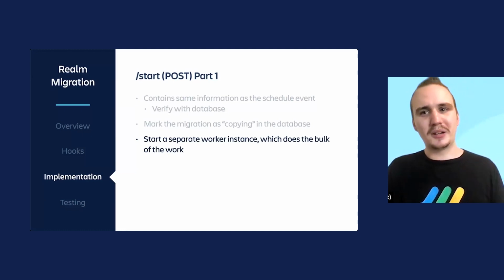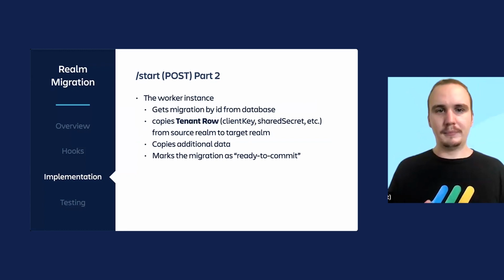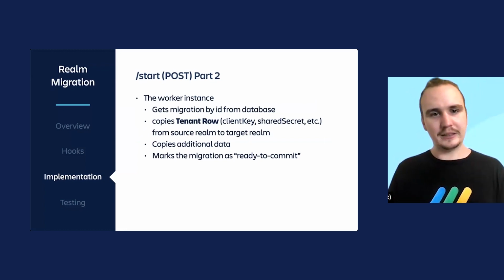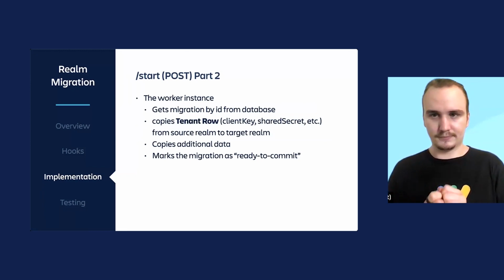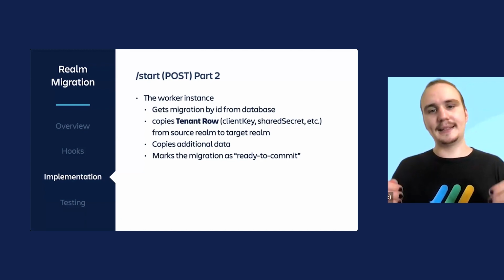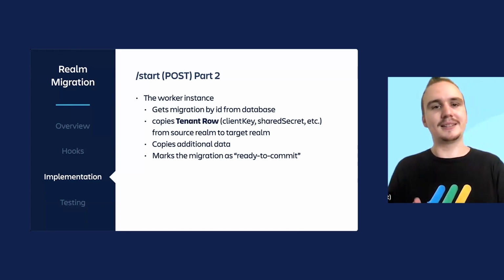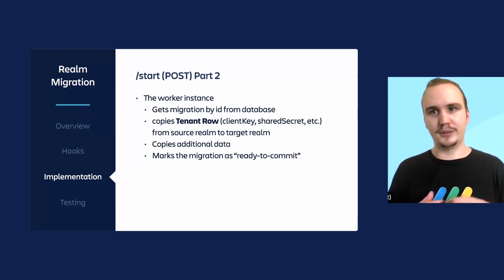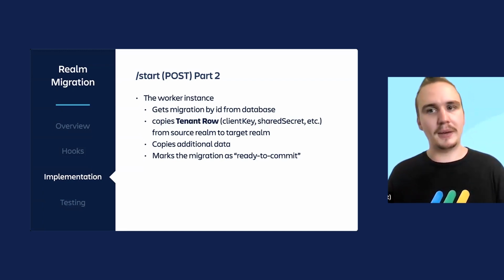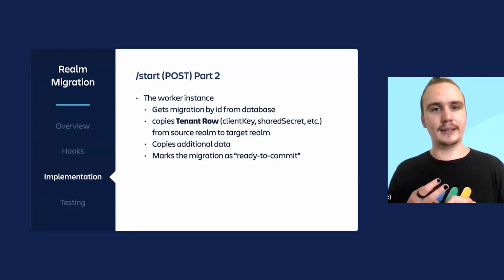Okay, but what does this worker then do? This worker basically just gets sent the ID that we assigned to the run migration when we created it in the database. And then it can get all the information from the database and get the target location. It then does some validations with this data to see if everything's okay. But then it starts to copy the tenant row. So in our case, the database entry that contains the client key, the shared secret, the base URL of the Confluence instance and stuff like that, and copies that from the source region into the target region.